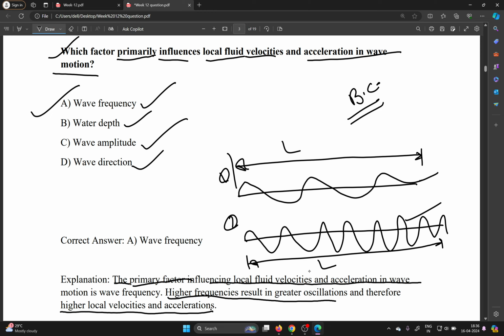If the frequency is higher, the water surface behaves like that, and the cycle will complete in very little time. So what will happen? Definitely oscillation will be more. Therefore, what will happen? Higher local velocities and acceleration. Definitely, if there are more cycles for traveling the same length, comparing case 1 and case 2, then in the second case acceleration and velocity will be influenced more.